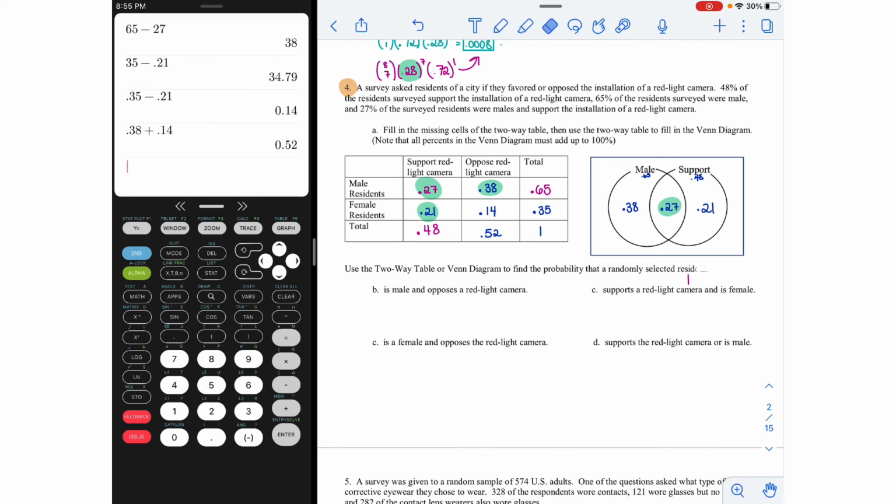And then once you have that Venn diagram created, it's okay, buddy. It's okay. We're so close.